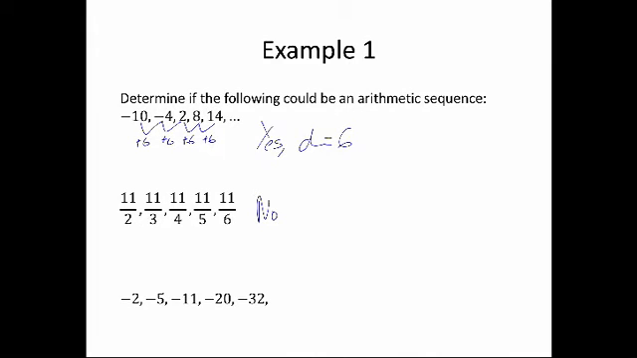Last one, we've got -2, -5, -11, -20, -32. Again, there's another clear pattern, so this one's -3, -6, -9, -12. The second differences are constant, but the first differences aren't, so it's not going to be like a linear function. So we're just going to say no. It's not similar to a linear function, nor is it going to be an arithmetic sequence.